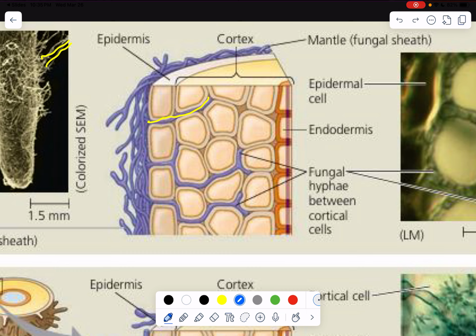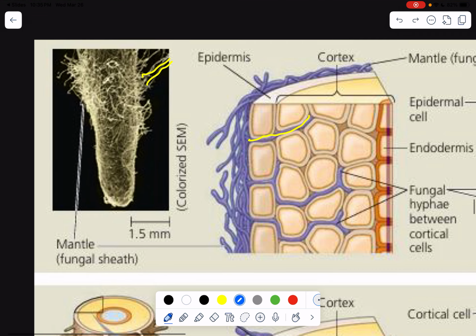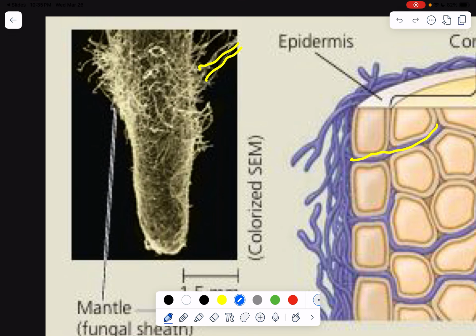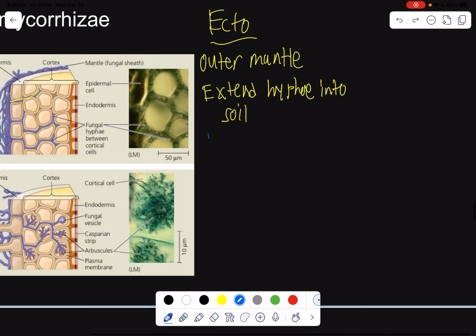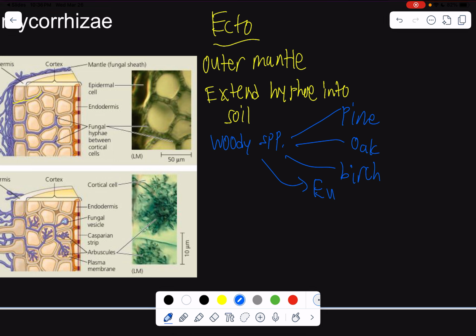Plants with ectomycorrhizae will have thicker, shorter, and more branched roots compared to uninfected ones. They do not form root hairs, as fungal mycelium provides the surface area, because fungal hyphae extend into the soil and increase surface area. They're found in about 10% of plant families, mainly woody species, which may include pine, oak, birch, and eucalyptus.